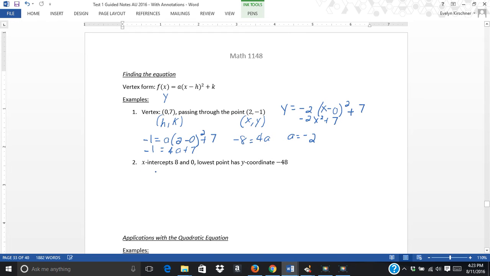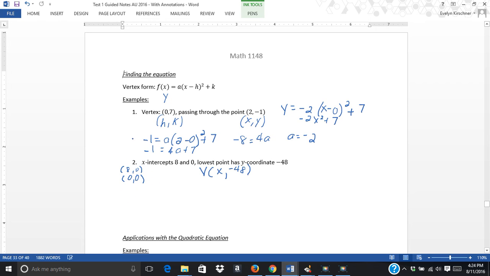Okay, now the next one tells me I have x-intercepts at 8 and 0, and my lowest point has a y-coordinate of -48. That tells me my vertex has some x value, right? And it has a y of -48. This tells me I have x-intercepts, so I know that I have the point (8, 0) and I know the point (0, 0) are on the graph.